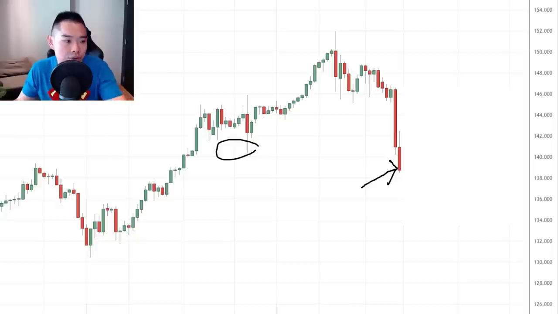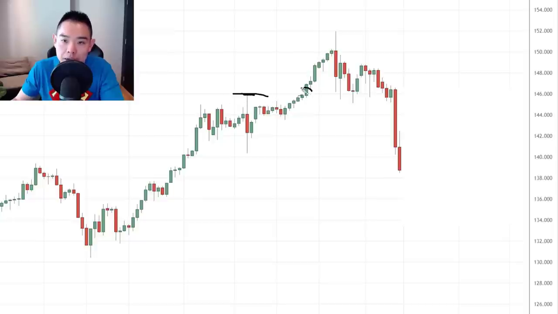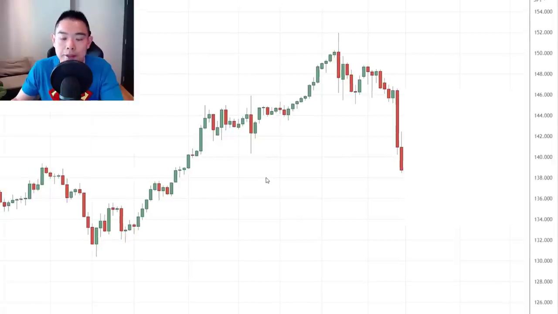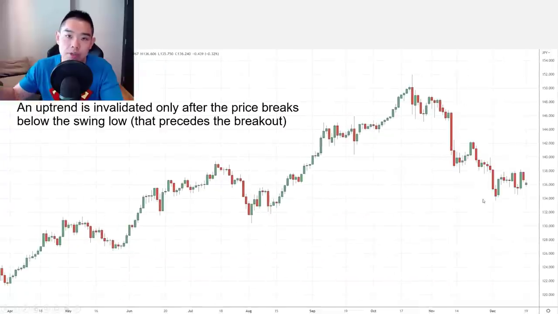Okay, the answer is this. First and foremost, find out where the swing low is that precedes the breakout. This is the breakout point, the highs that we are referring to. At this point, the market has broken out of these highs. So where is the swing low that happened before the price broke out above these highs? This is the swing low over here. At this point, you can see that the market did break below this swing low. So this is where I'll say that the trend is no longer intact and it could possibly go into a range or even reverse down lower.